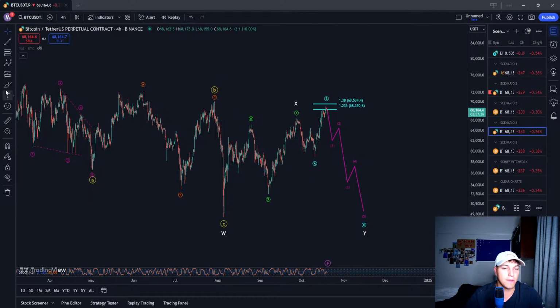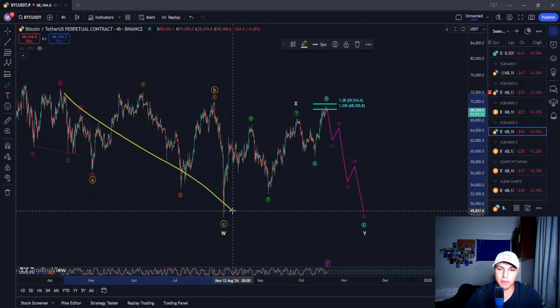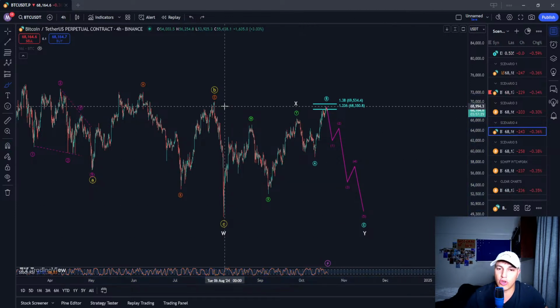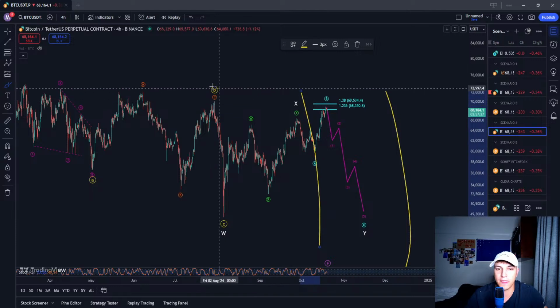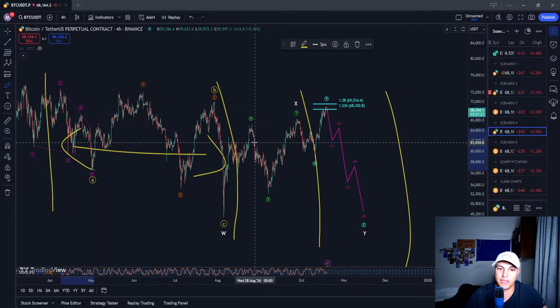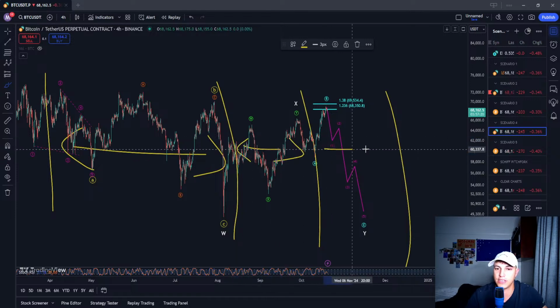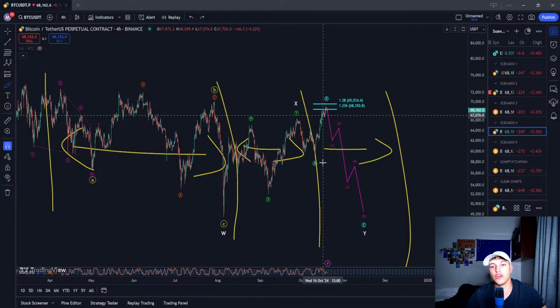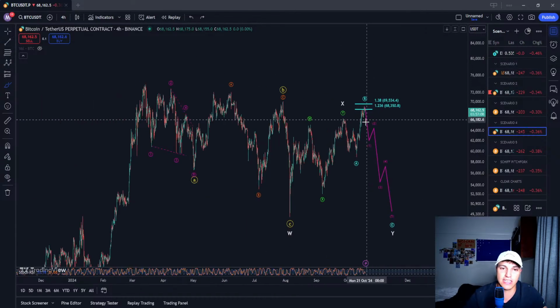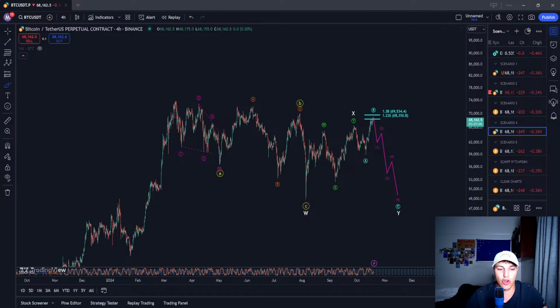The problem is here, wave W is extremely long, X short, and Y would also be short. So issue of time. Do you see here how long this is compared to this and compared to how long this would be? So just the issue of time here would be the main issue on the move to the downside. But there are still moves to the downside we are tracking in the main scenario.